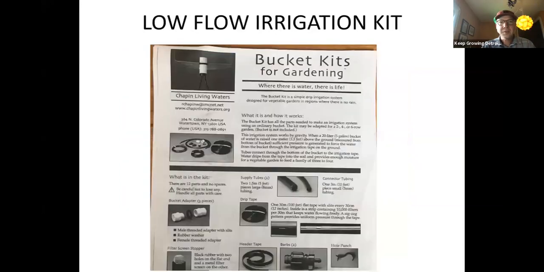Let's talk about bucket irrigation kits. Okay. So this is what's called a low flow irrigation kit. It's a drip irrigation kit that is designed specifically for low to no water pressure. This company designed it to work in developing countries with little access to water. A lot of what they do is using 5 gallon buckets and these emitters and fittings, but you can use the same stuff and attach it to a 55 gallon drum or a 275 gallon tank.